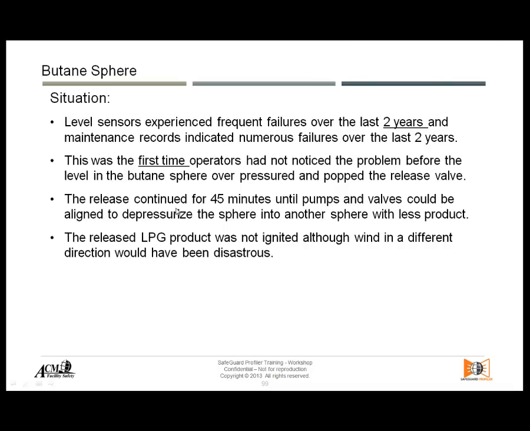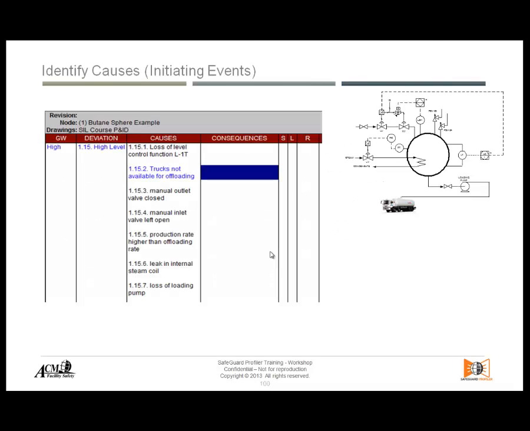The release in this case continued for 45 minutes until pumps and valves could be aligned to transfer the pressurized sphere's contents into another sphere with less product. That was a manual operation that had to be done in order to avoid the bad consequences that could have happened. The release of the liquefied petroleum gas product in that case was not ignited. However, if the wind was blowing in a different direction and an ignition source had been there, that would have been a disaster and maybe loss of life could have happened.